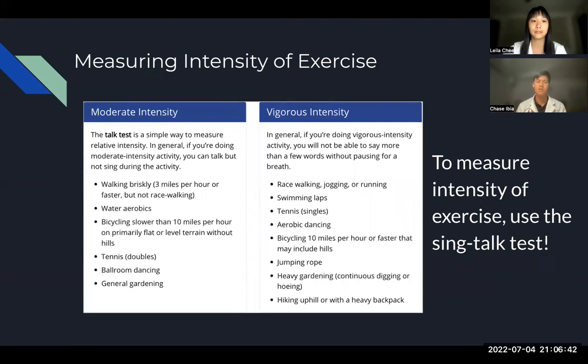When measuring the intensity of exercise, you should remember the sing-talk test. So if you can talk but not sing while you're doing an exercise, it's considered moderate intensity. But if you can do neither when doing an exercise, it's considered vigorous. So examples of moderate intensity exercise include brisk walking or general gardening, while vigorous intensity exercise can be jogging, running, or jumping rope.